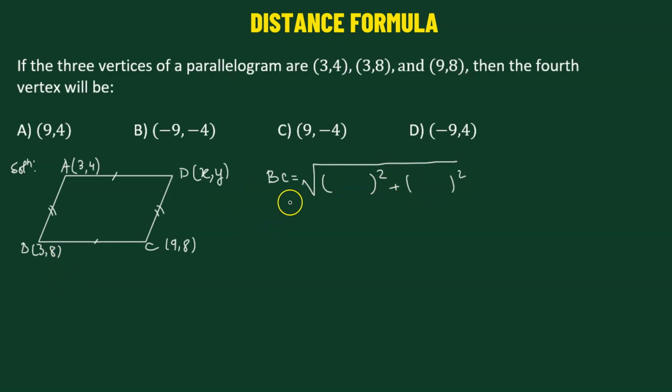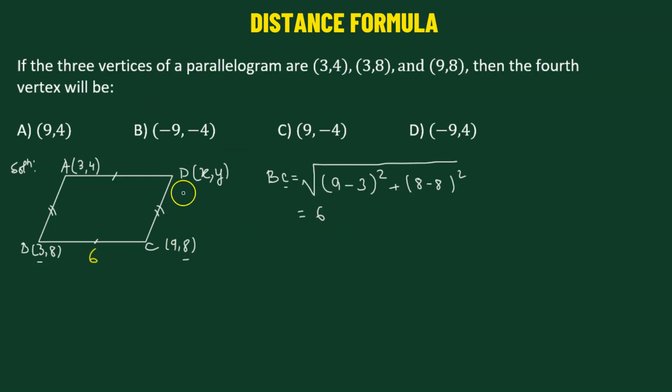Since we're doing BC, we'll start with the x coordinate of C, so that's 9, and from it we subtract the x coordinate of B. So we have 9 minus 3, squared, and then add it to the difference of the y coordinates. We take the y coordinate of C, so that's 8, and from it subtract the y coordinate of B, which is 8 as well. So that's going to give us the value 6. Fine. So we have obtained that BC is 6 units.